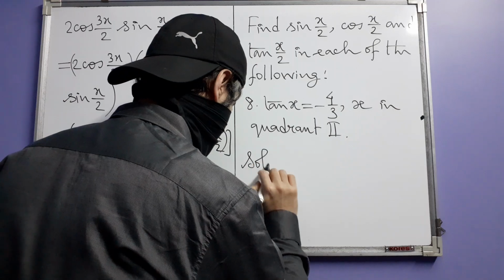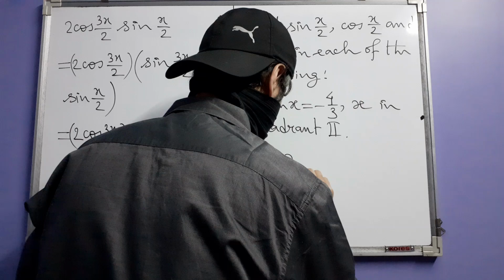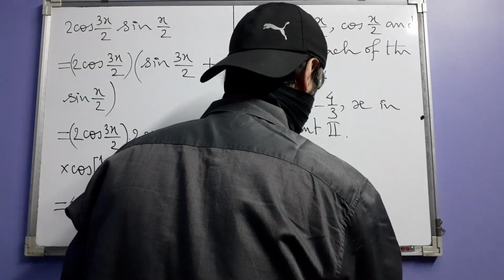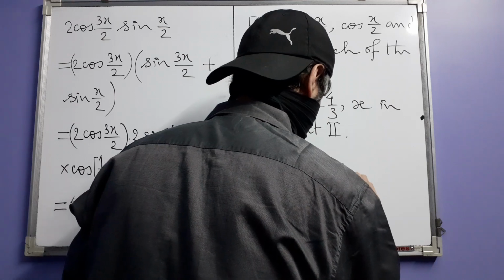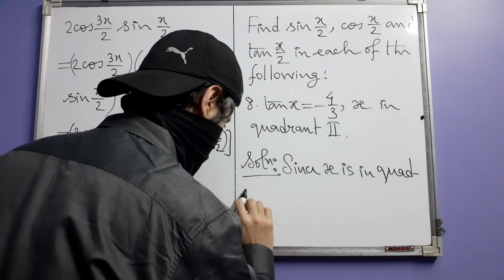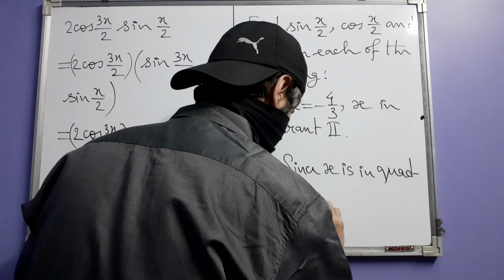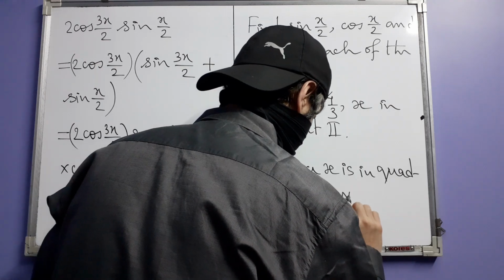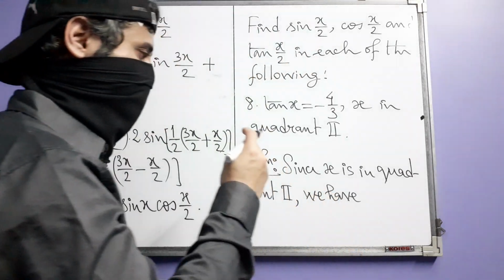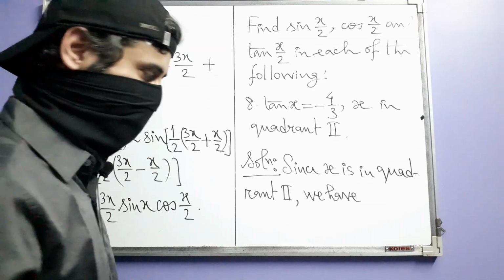Let us first see what this being in the second quadrant means. We know what it means, but let's see what its consequence is. Since x is in quadrant 2, we have, so quadrant 2 means what? Between 90 degrees and 180 degrees, or between pi over 2 radian and pi radian.